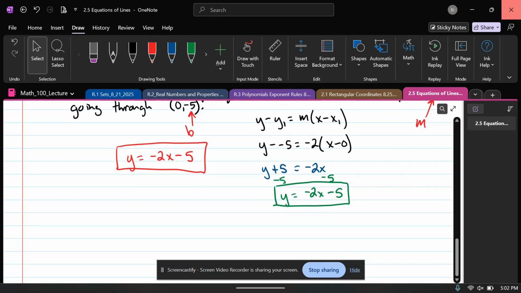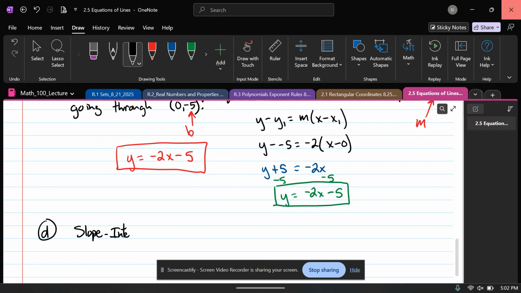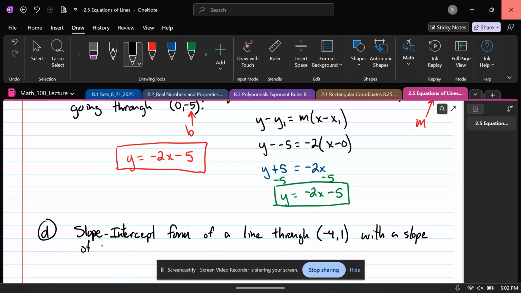But if they give you something like this example, so we want the slope-intercept form of a line, not a ling, but a line, through -4, +1, with a slope of -3.